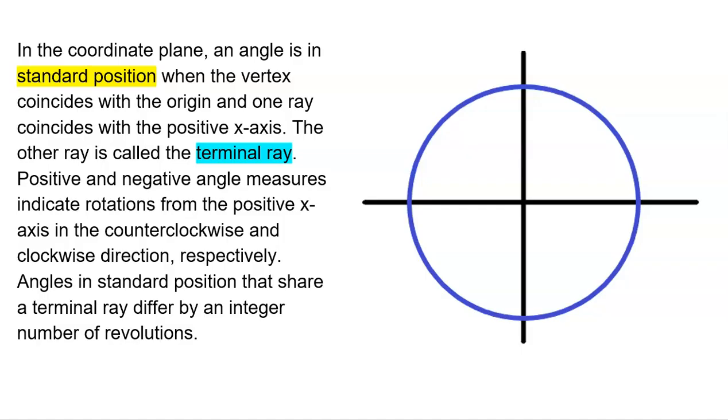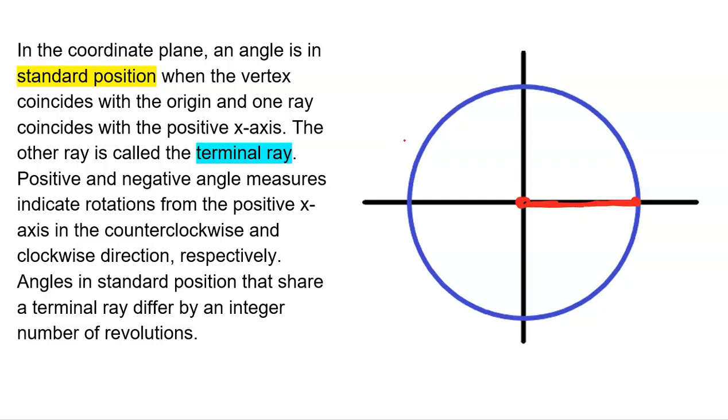Standard position is when the vertex coincides with the origin. Okay, the vertex of my angle is right there. Hey, that's the center of my circle. And one ray coincides with the positive x-axis. That is the first side of the angle. That always has to be the initial side, and we'll call that the initial side.